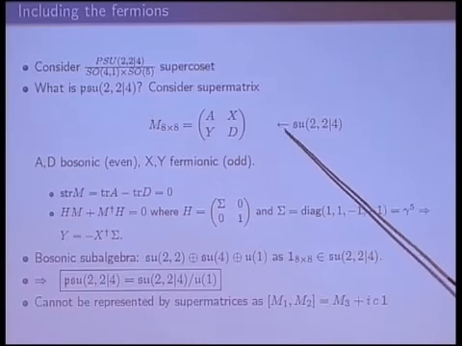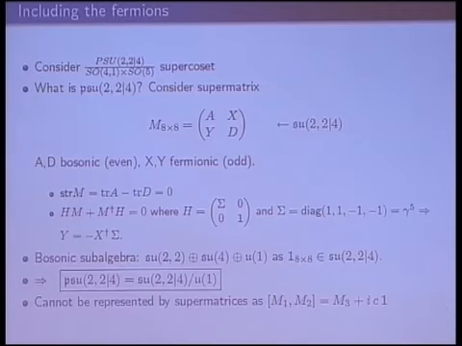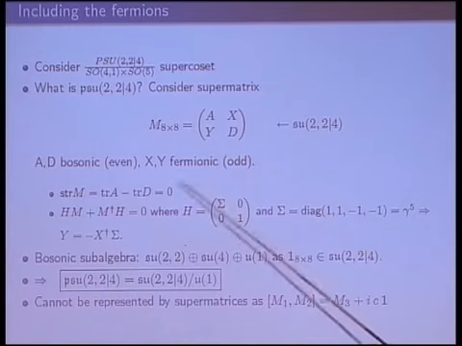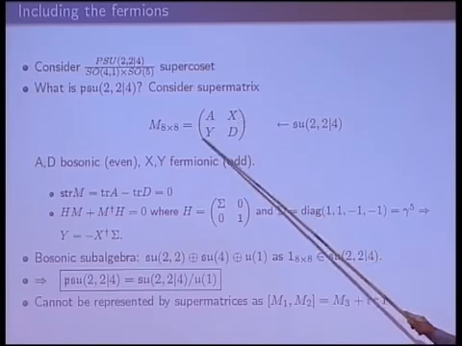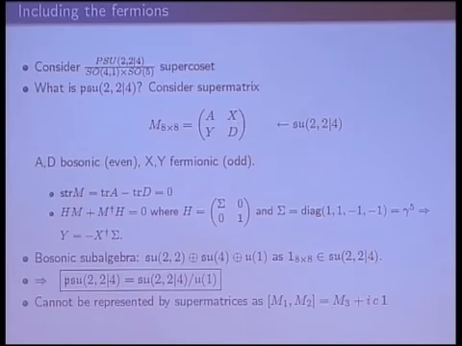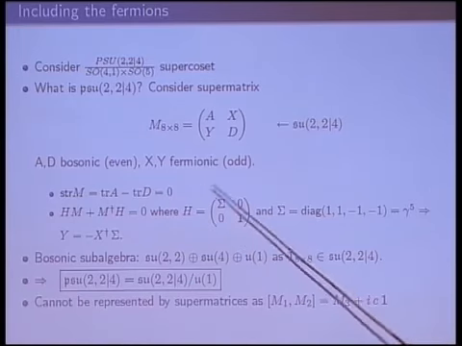The way to describe it is to consider a supermatrix with A and D being bosonic 4x4 matrices, even 4x4 matrices, and X and Y odd fermionic 4x4 matrices, which obey these conditions here. So its supertrace vanishes. There's a reality constraint which tells you that A is in SU(2,2) and D in SU(4), and which also relates the fermionic degrees of freedom in that matrix. And so the bosonic subalgebra is SU(2,2), SU(4), but also U(1), because the identity obeys all these constraints. The supertrace of the 8x8 matrix also vanishes.